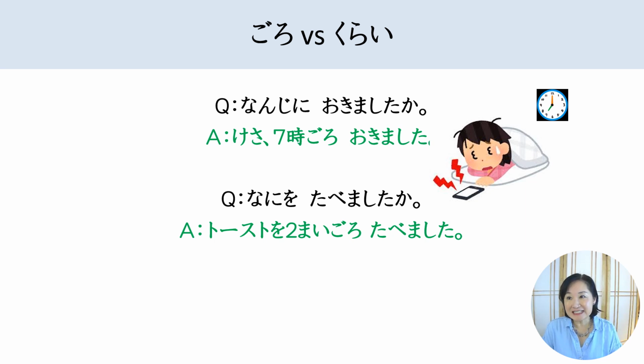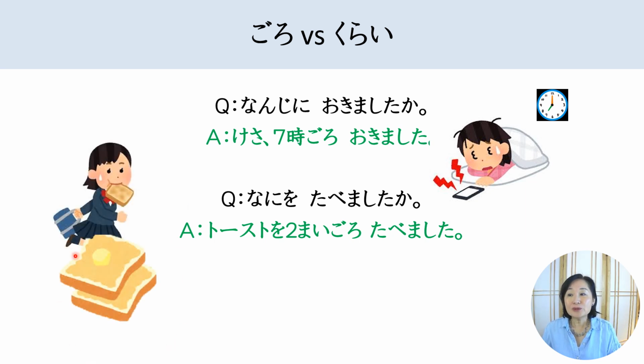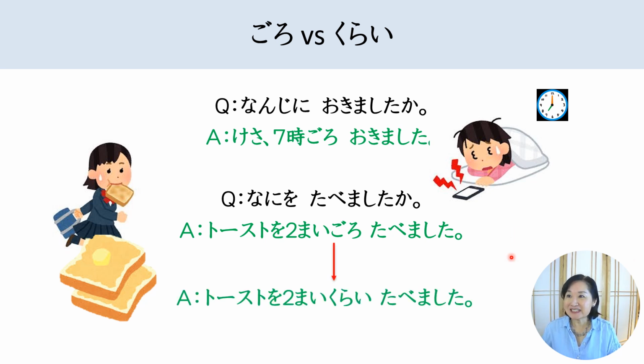Now that you understand the difference between these two words, let me know if there's anything incorrect in these sentences. 何時に起きましたか? 今朝7時ごろ起きました。何を食べましたか? トーストを2枚ごろ食べました。When expressing the approximate quantity of things you ate, you cannot use ごろ. In this case, you must use くらい instead.